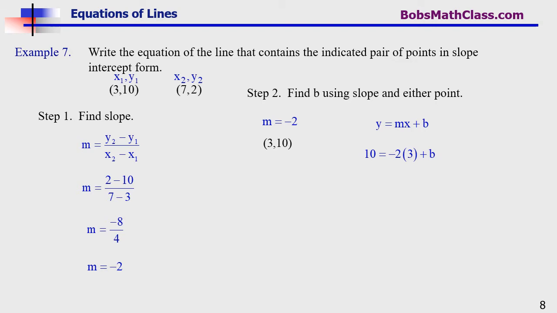10 equals negative 2 times 3 plus b. That gives us a negative 6. Add 6 to both sides. So b equals 16. We didn't have to clear fractions, right? So now we have our m and our b. Put it into our handy-dandy formula, y equals mx plus b. And it gives us y equals negative 2x plus 16.